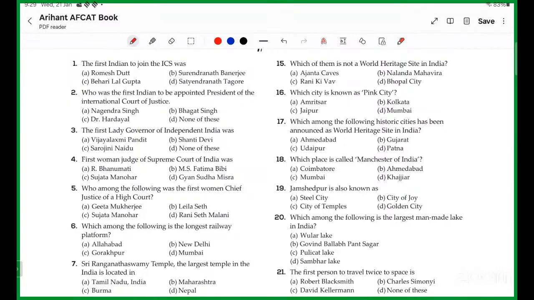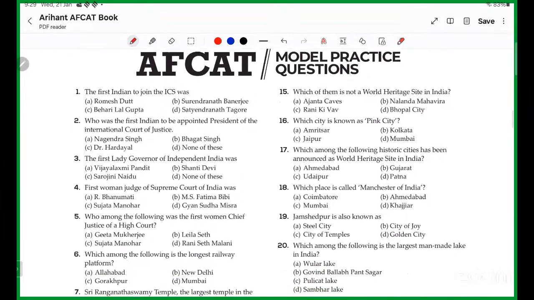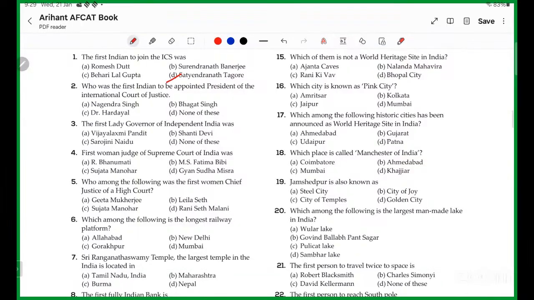The first Indian to join the ICS was basically Satyendranath Tagore. Who was the first Indian to be appointed president of the International Court of Justice? Nagendra Singh. The first lady governor of independent India was Sarojini Naidu. The first woman judge of the Supreme Court of India was basically Fatima Beevi. The first woman chief justice of a high court was Leila Seth.